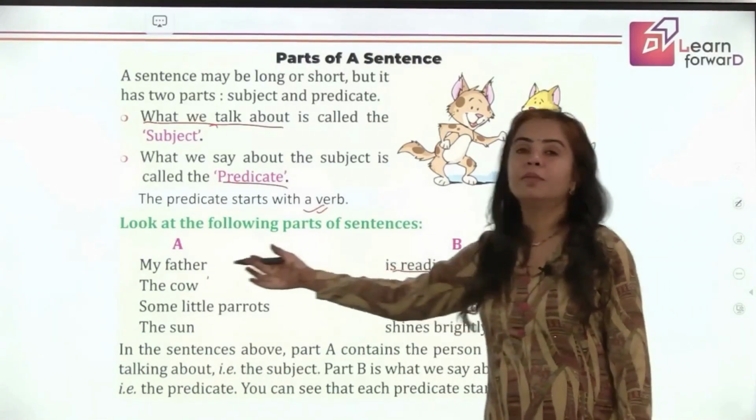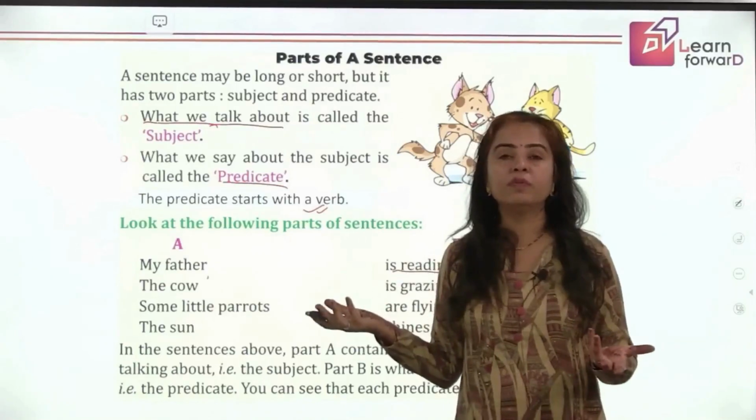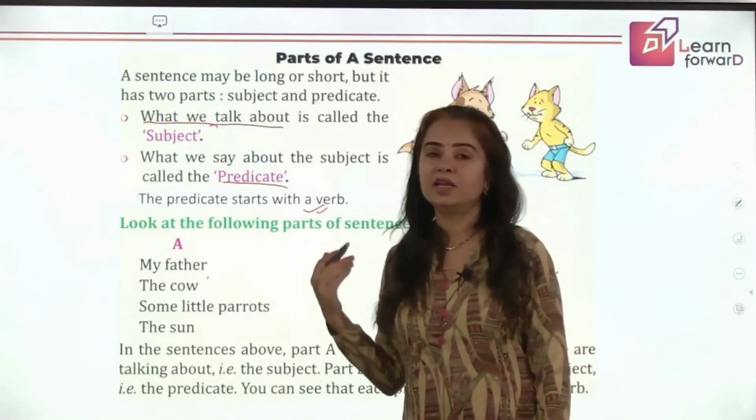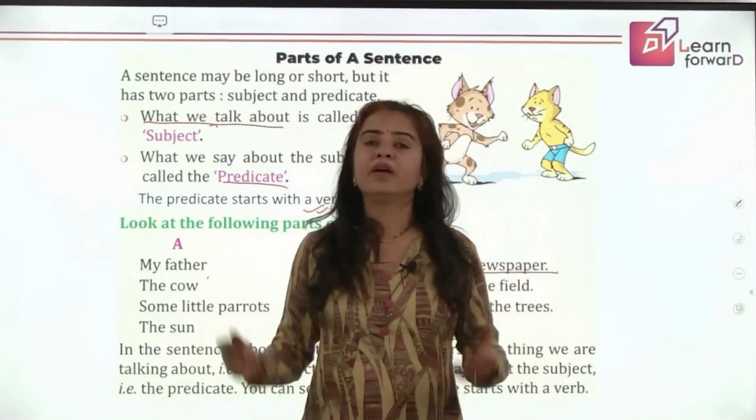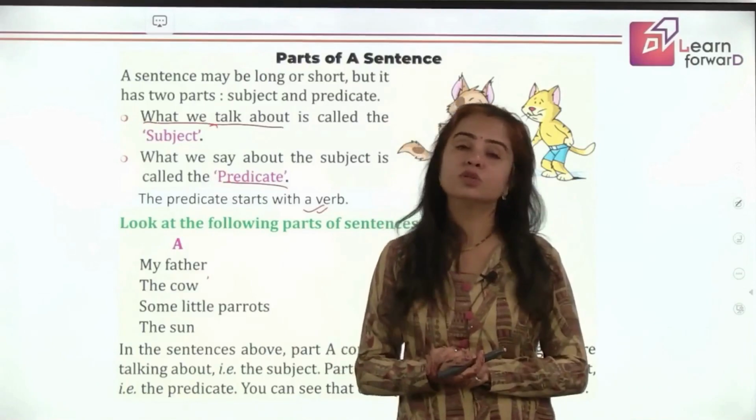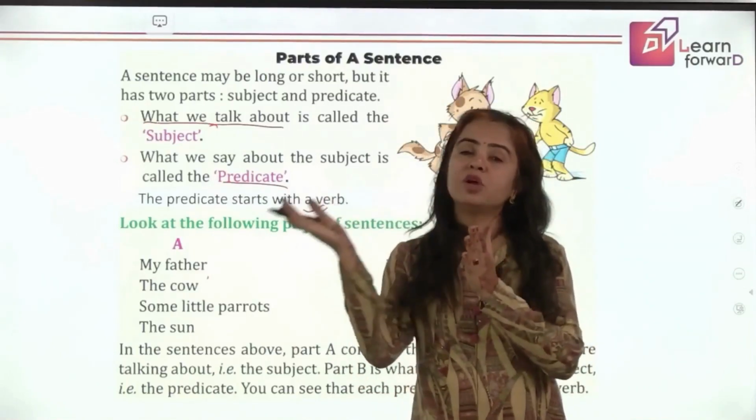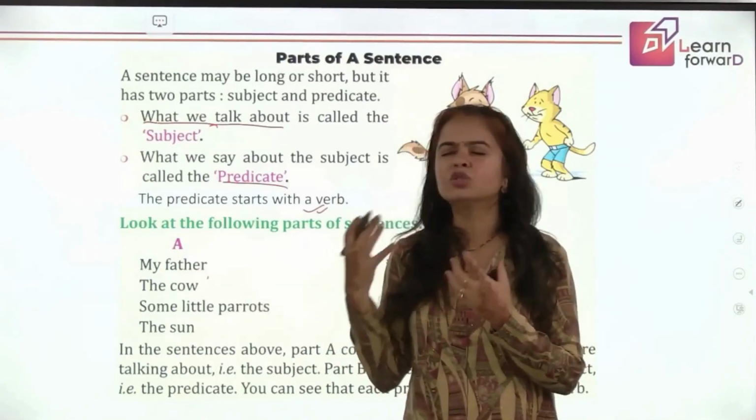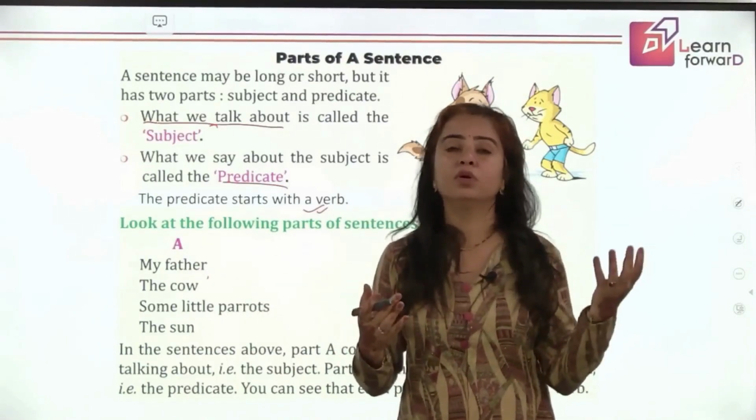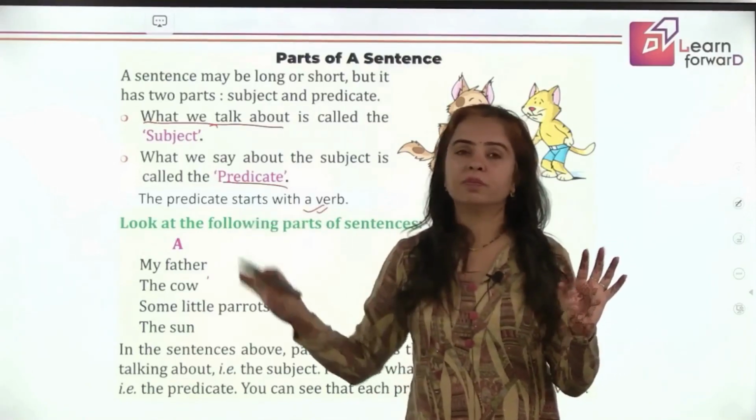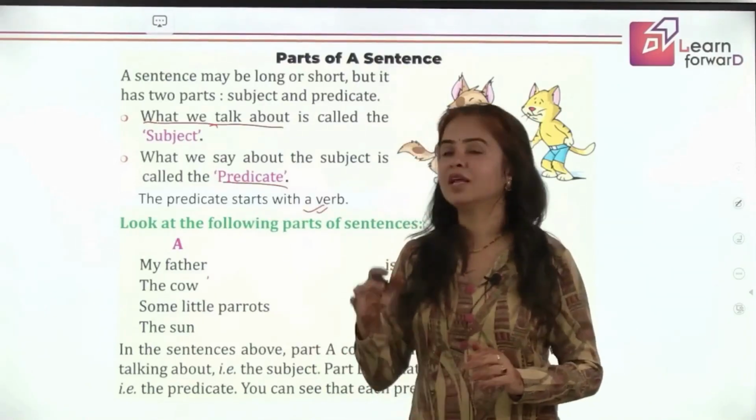I can say, my father. What do I want to tell about my father? Goes to office. So, goes to office is another predicate for the sentence. I can say, my father takes me on a picnic. So, that is "takes me on a picnic". I am telling about my father, so that is the predicate. There are so many things you can say about my father. My father is the subject and the rest of the part is the predicate. Let's read more of them.